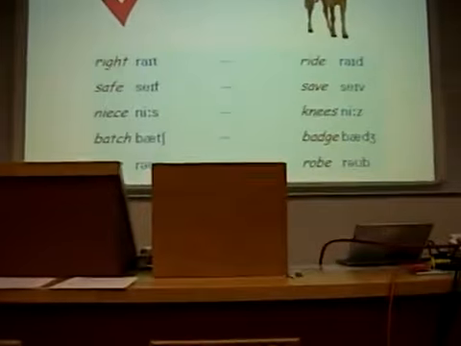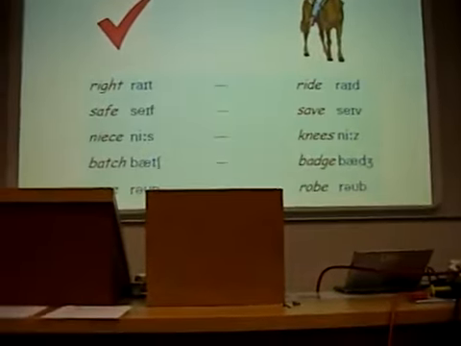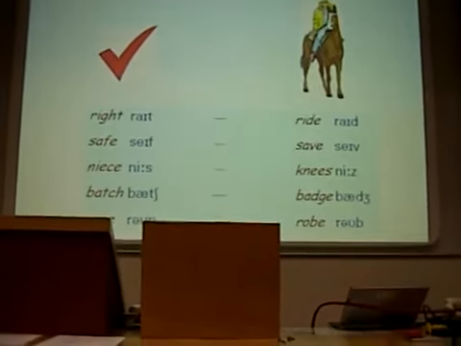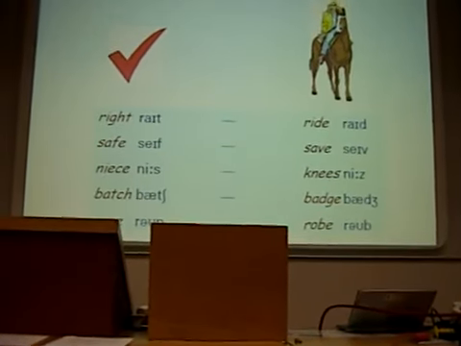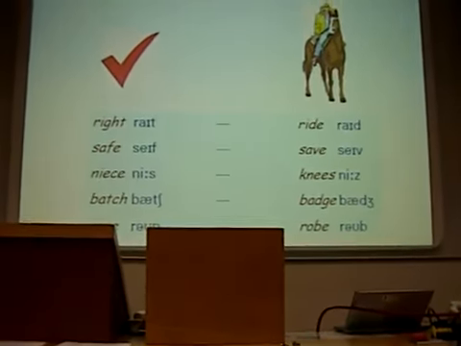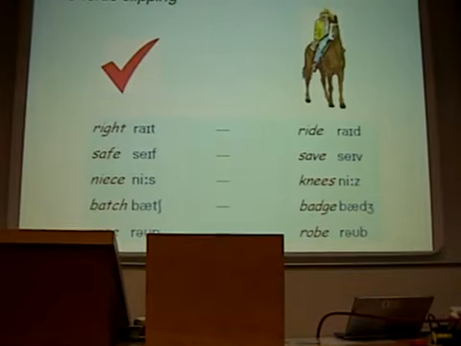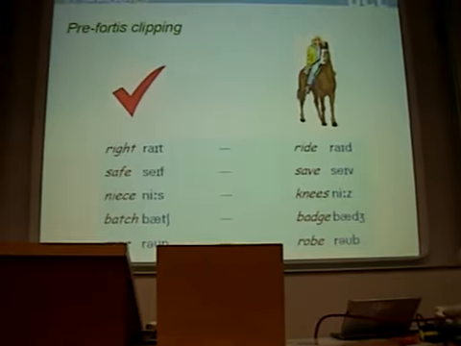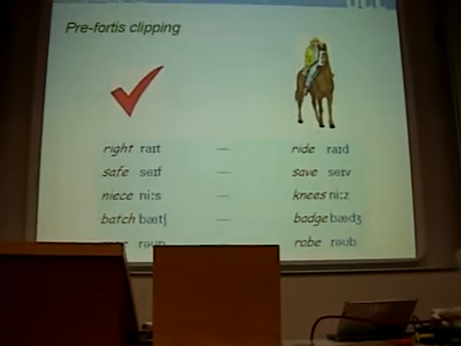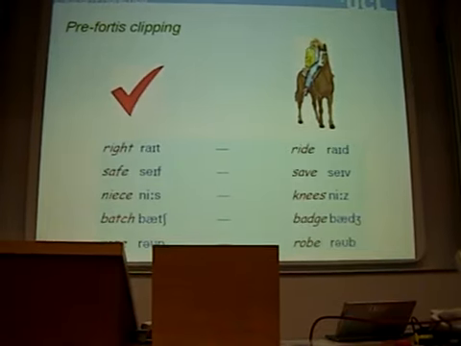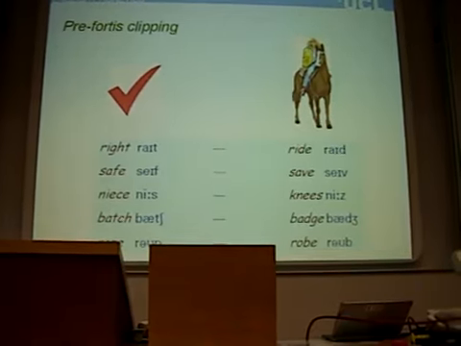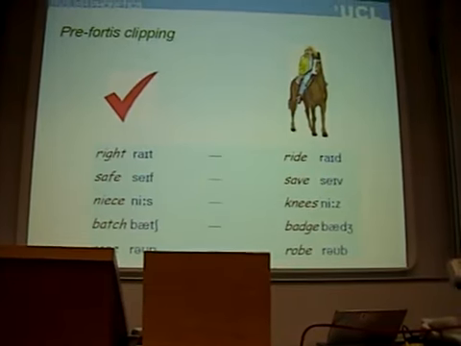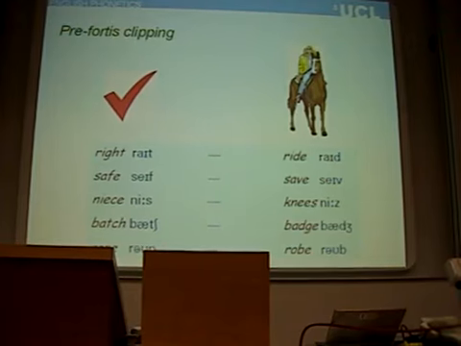Well, the problem is that we have a process in English which affects the duration of vowels in particular contexts. We call it pre-fortis clipping. Pre-fortis because it applies when the vowel is followed by a fortis consonant, that is, a voiceless consonant. One of the voiceless obstruents that we identified last week. When you have a following fortis consonant, then the duration of the vowel is shorter, is reduced.